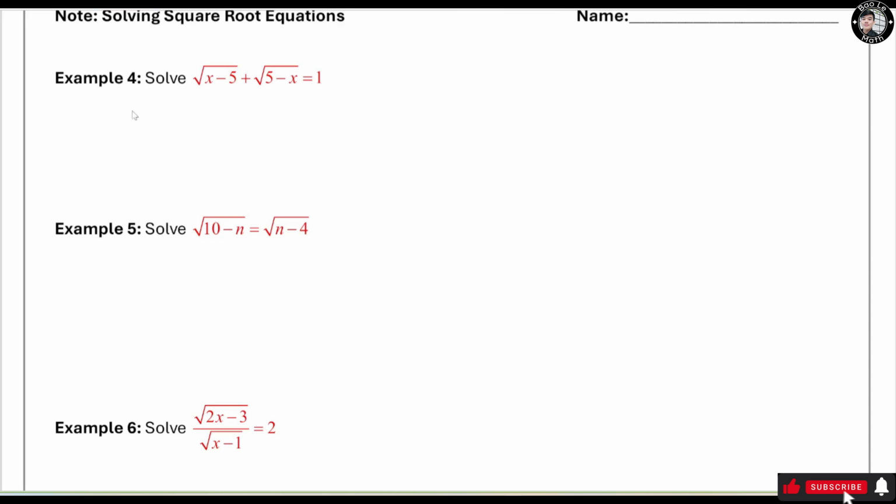Example number 4. Now it's so complicated if you square both sides, right? So we just find the domain, right? So the domain of this one, s minus 5 greater than or equal to 0. Domain of this one is going to be 5 minus s greater than or equal to 0, right? We solve this guy. So s greater than or equal to 5, and this guy s less than or equal to 5, right? Now, in order for the number to satisfy both inequalities right here, s must equal 5 only.